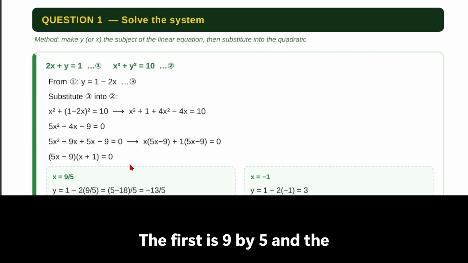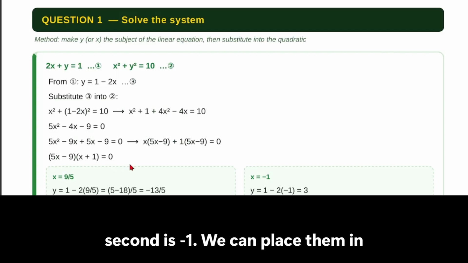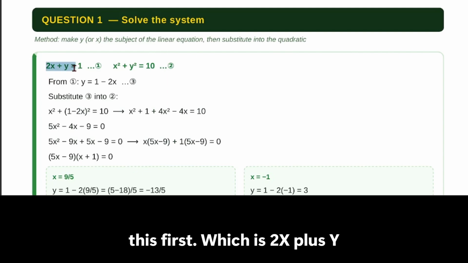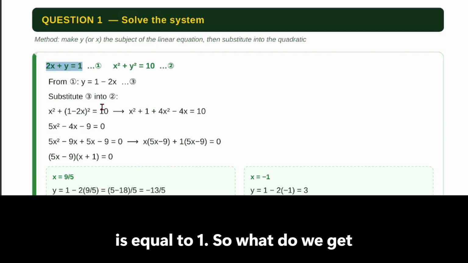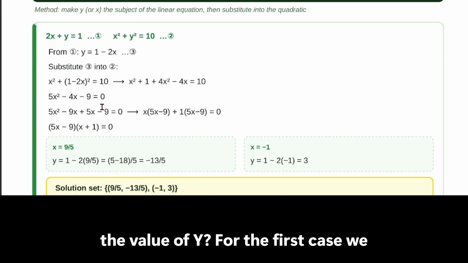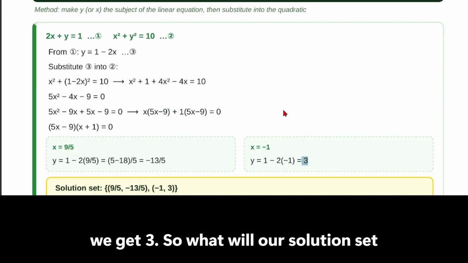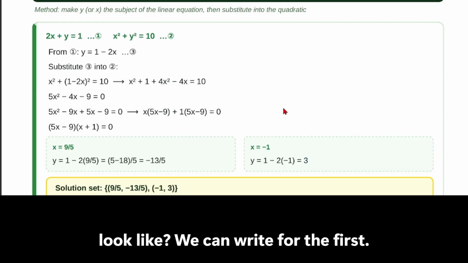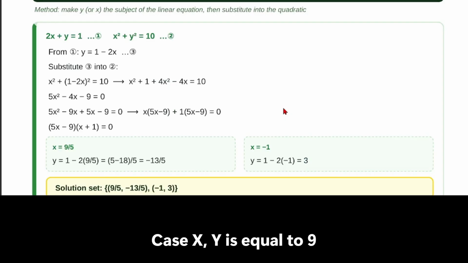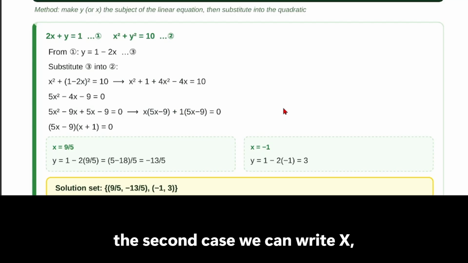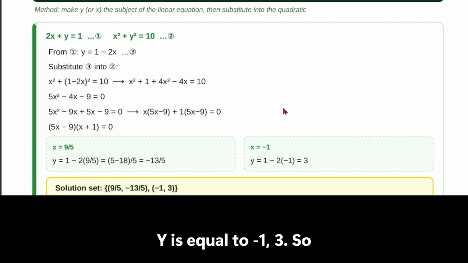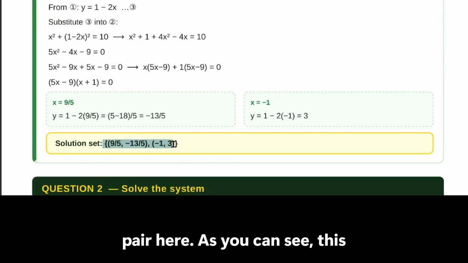So we have got the value of x. The first is 9 by 5 and the second is negative 1. We can place them in this first equation, which is 2x plus y is equal to 1. So what do we get the value of y? For the first case, we get negative 13 by 5, and for the second case, we get 3. So what will our solution set look like? We can write for the first case, x comma y is equal to 9 by 5 comma negative 13 by 5. And for the second case, we can write x comma y is equal to negative 1 comma 3. So I wrote the solution set in the form of an ordered pair. Here, as you can see, this is the solution set.